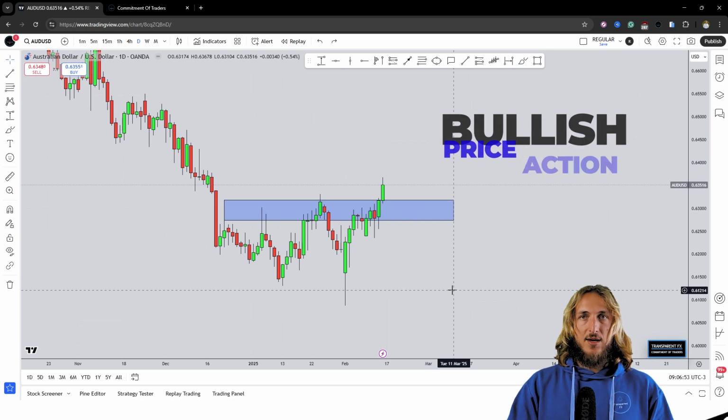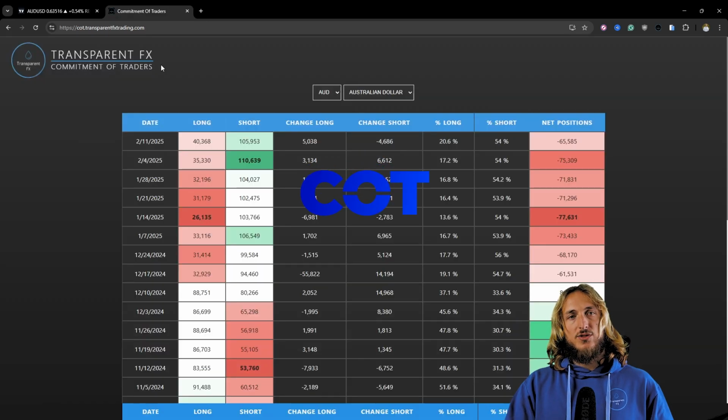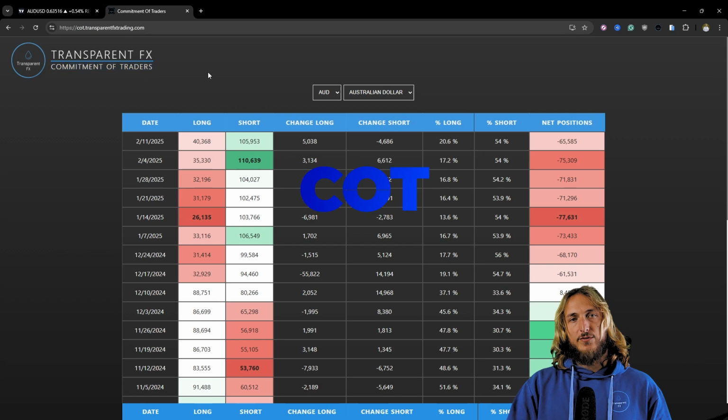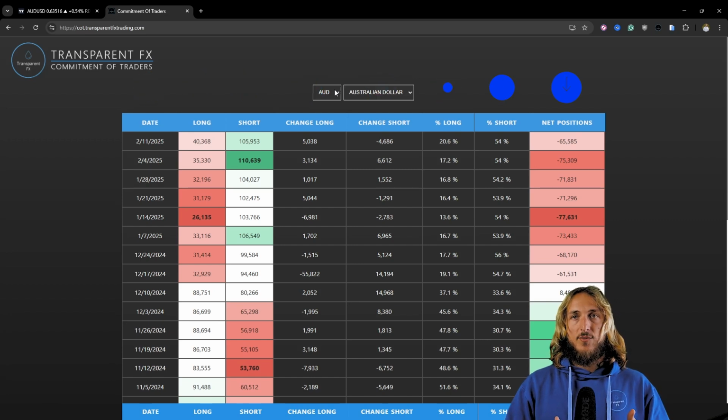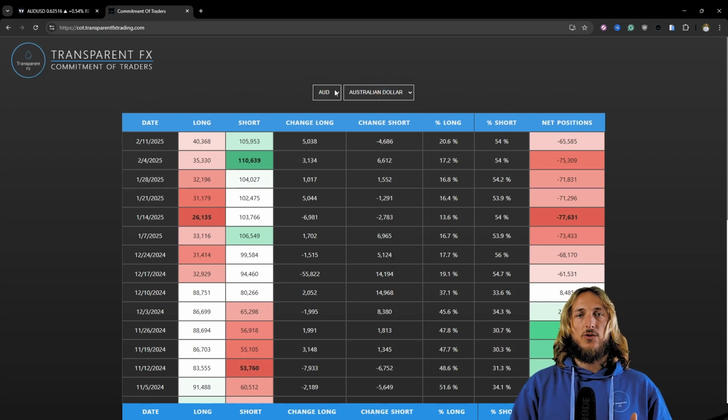Now, speaking about institutional longing, let's see what we have when it comes to the commitment of traders, so what the big players in the market are doing, and let's look at the data precisely for the AUD. If we're looking at the data for the AUD, we have to keep in mind that we are already looking at AUDUSD because all currencies on the spot are traded against the USD.